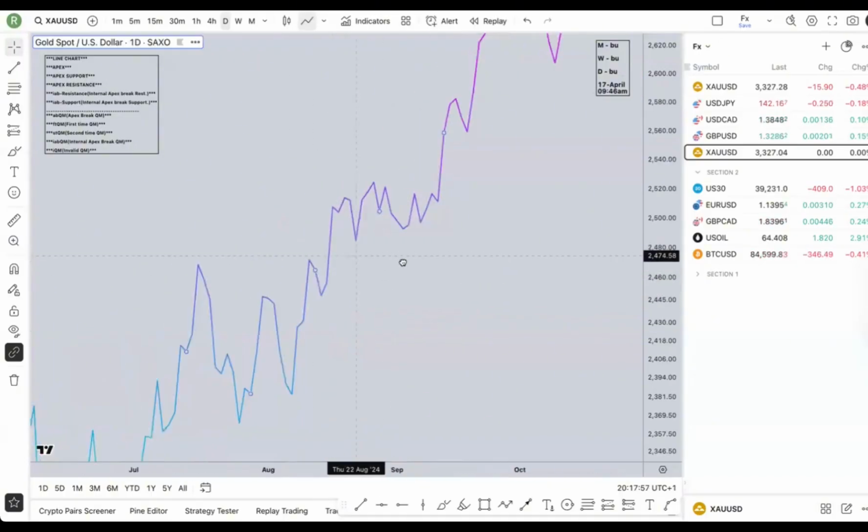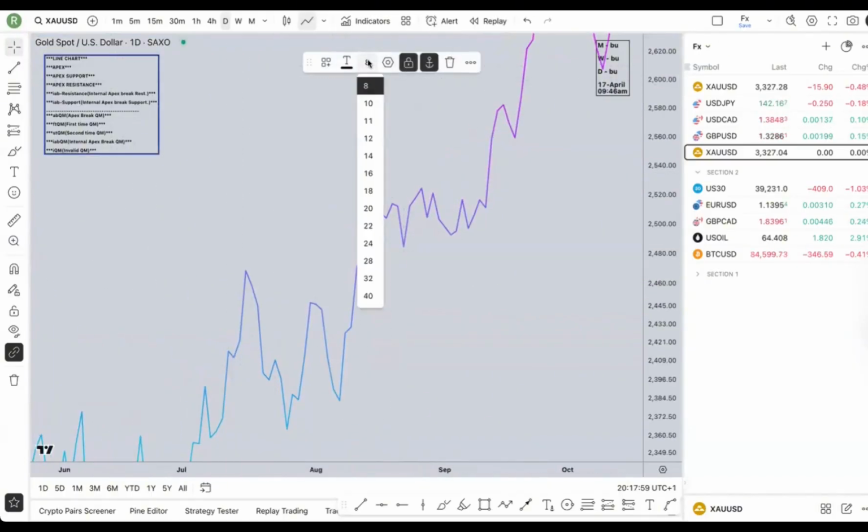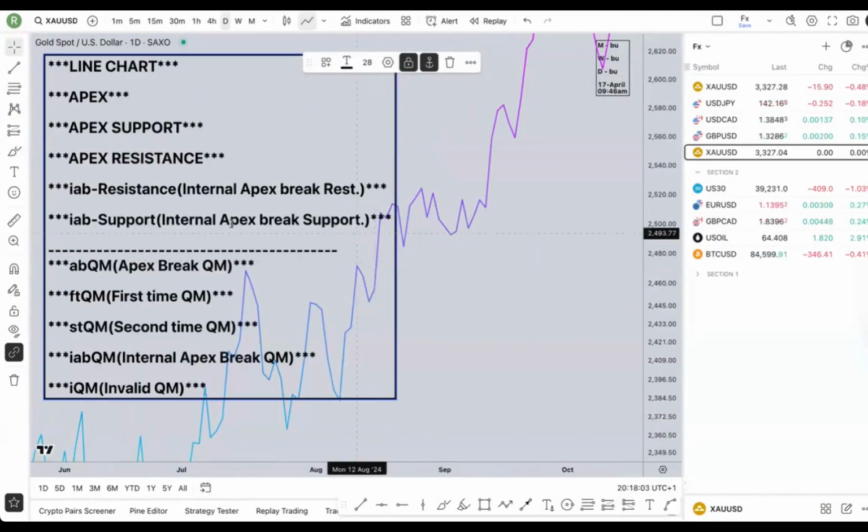That's why this one is in the weekend. Since you're learning this weekend, you have a lot of time to practice it. So the next thing we're going to go to is ABQM. ABQM means Apex Break QM. There are different kinds of QM. That's why most times people lose when they trade all QM the same way.